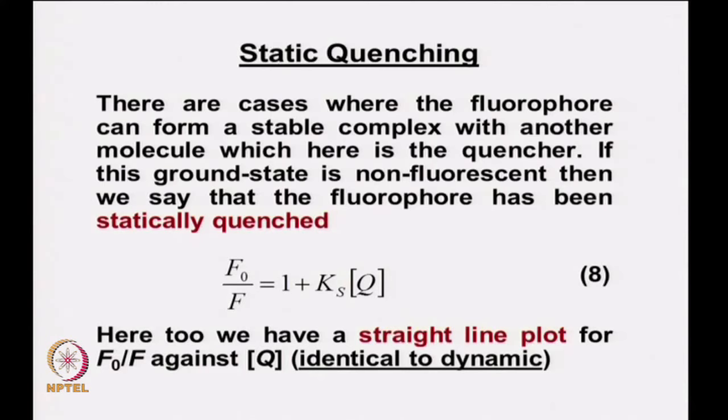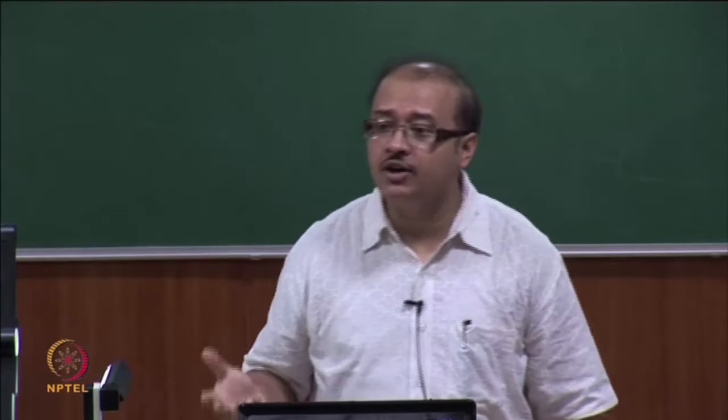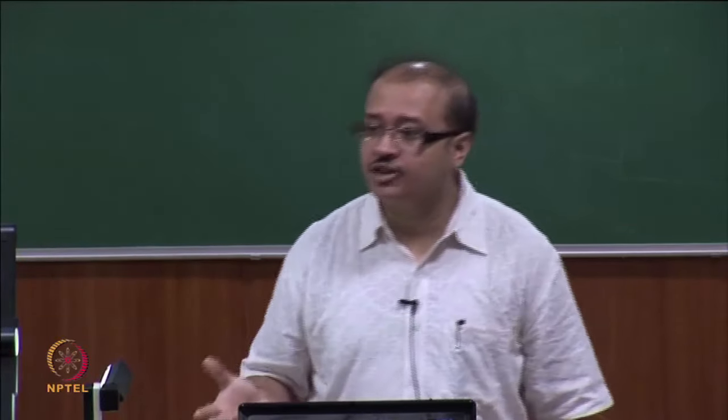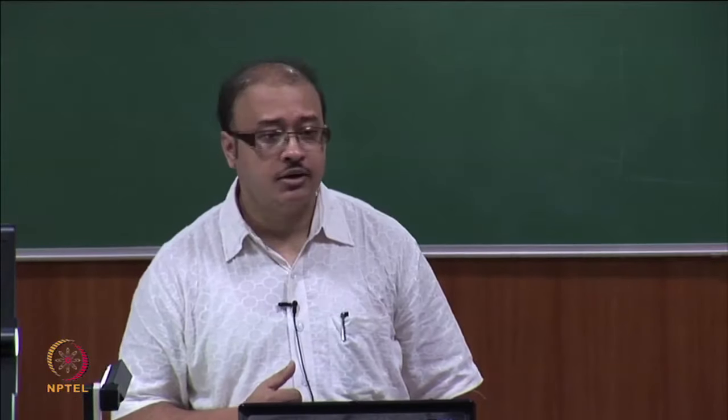But before going to the next slide, let us see what we have written here. Realize this fact that here too, if you are plotting F0 by F against quencher concentration, then we are going to have a straight line identical to dynamic quenching, but as we just discussed, it is not dynamic quenching, it is static quenching. Then how do we differentiate between these two, because if they are occurring individually, both would give rise to linear plots? In that case, how would you figure out?